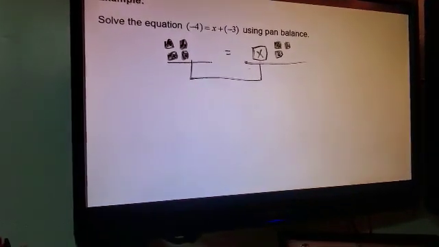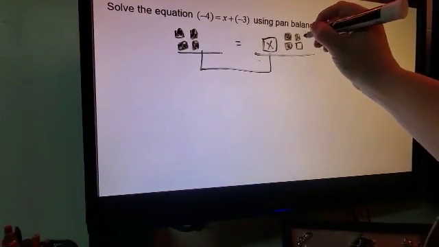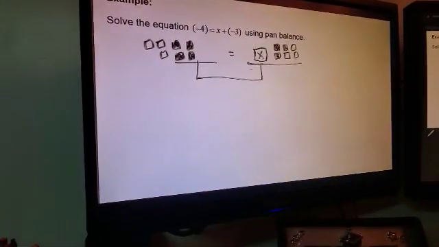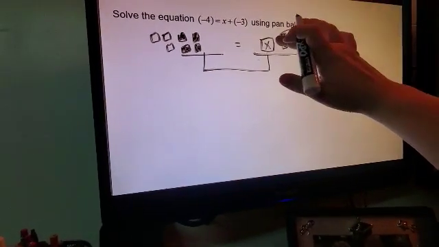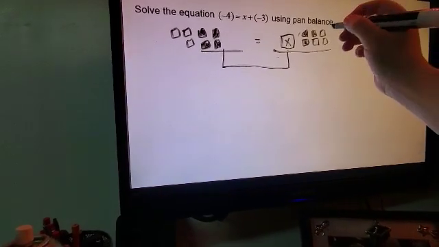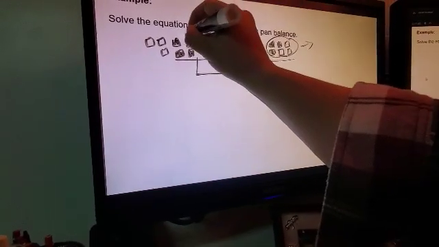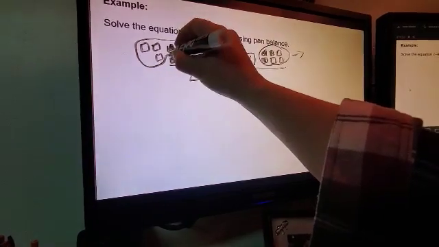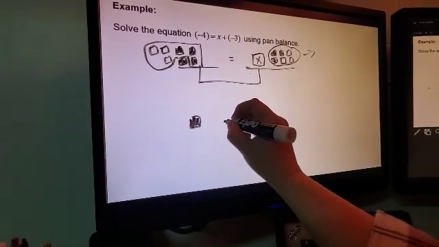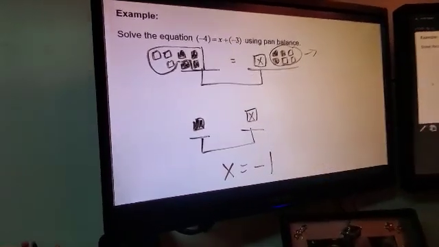Okay. So now what we're going to do is we are going to get rid of these 3 tiles to get x by itself. So what we're going to do is we're going to add 3 to both sides. Okay. So here, I guess I should have redrew that, but whatever. We'll deal with that. So these will cancel out, and then we need to take away 3 tiles there. So we're actually left with 1 negative tile and our x tile. So x is equal to -1.